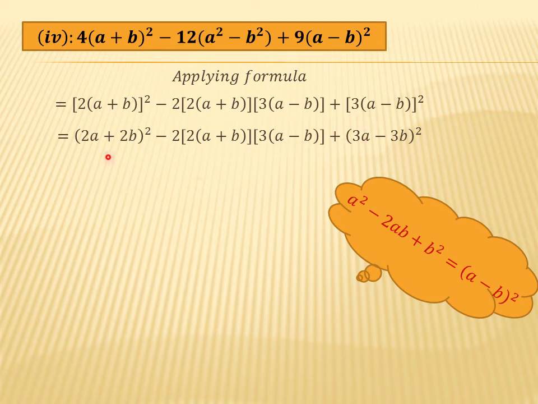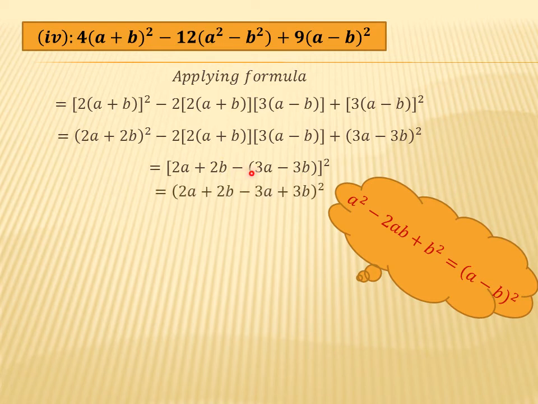So now we have 2a plus 2b as a and 3a minus 3b as b. We will close the formula now: a minus b whole square. Why have I put brackets here? Because there is a minus sign outside the bracket, so the sign of the terms inside the bracket will get changed because of that minus sign.